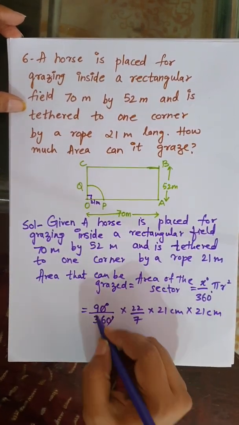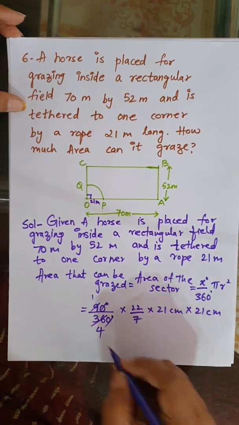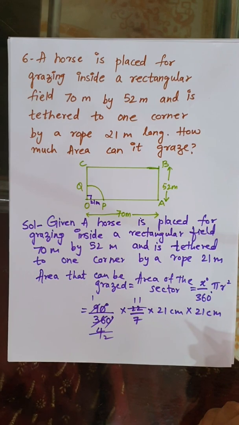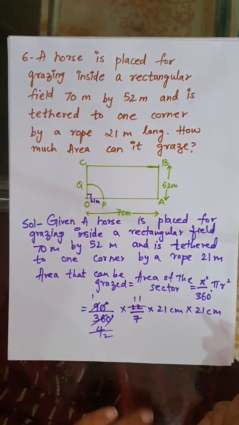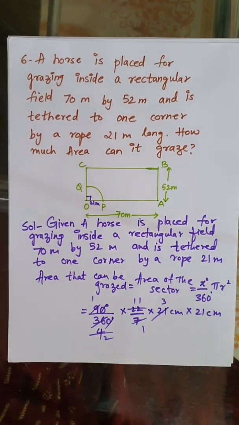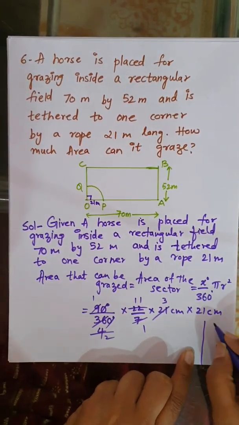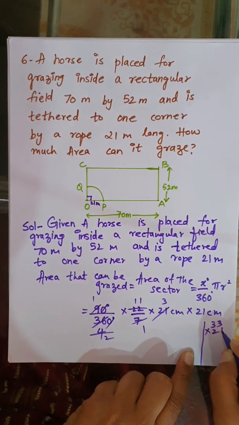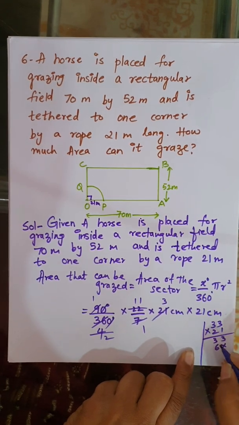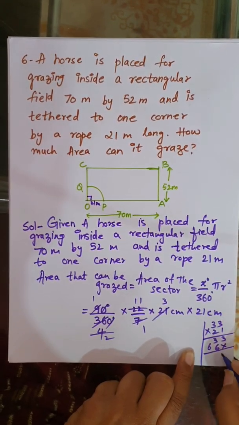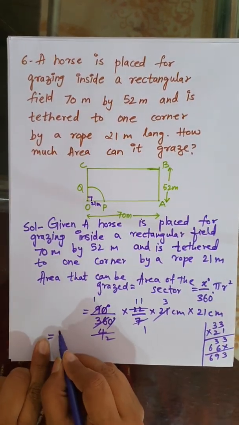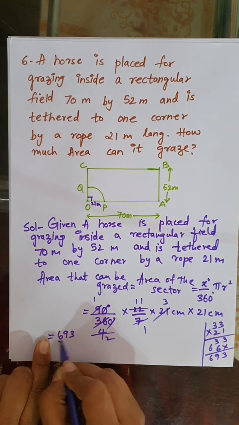The 0s cancel. 9 ones are 9, 9 fours are 36. 2 twos are 4, 2 ones are 2, 11s are 22. Next, 7 ones are 7, 7 threes are 21. So 11 into 3 is 33, into 21. 1 three is 3, 1 three is 3. Cross mark, 2 threes are 6. So 693 by 2.